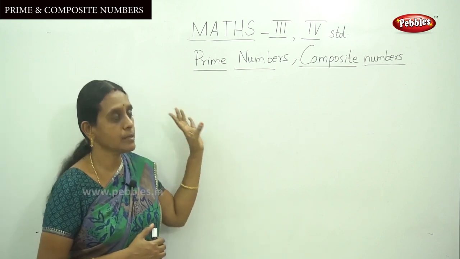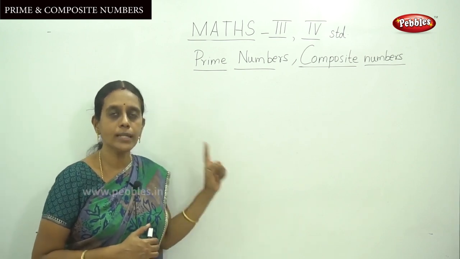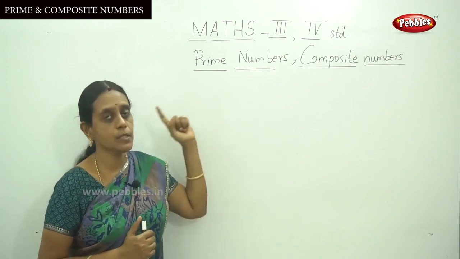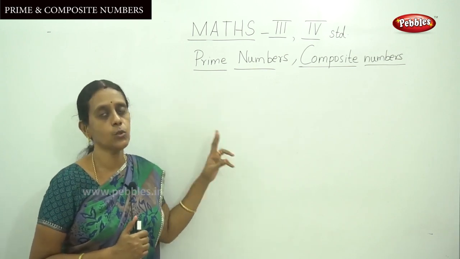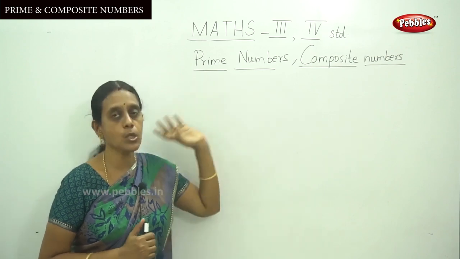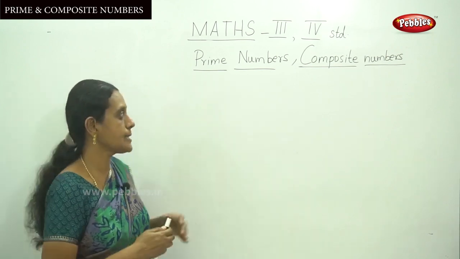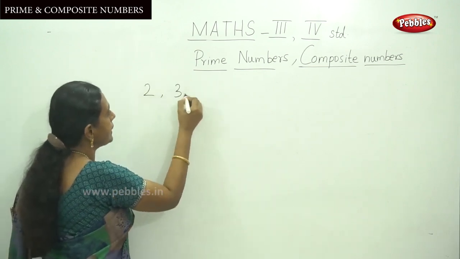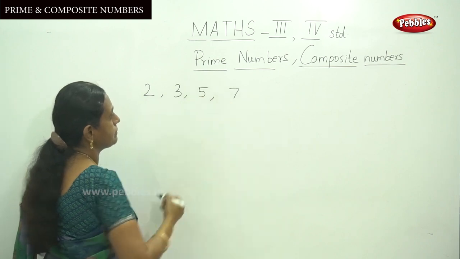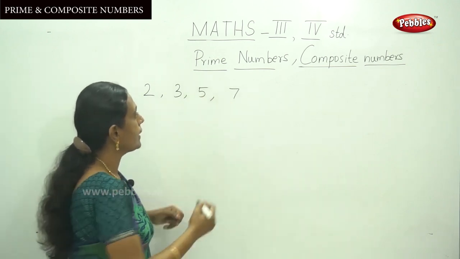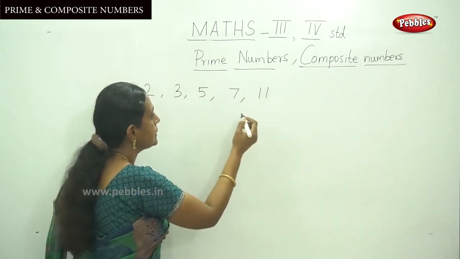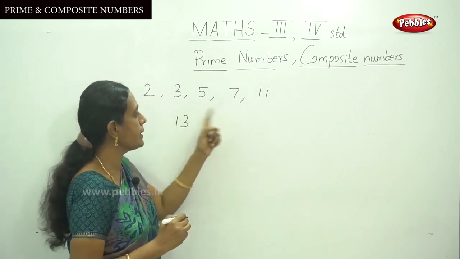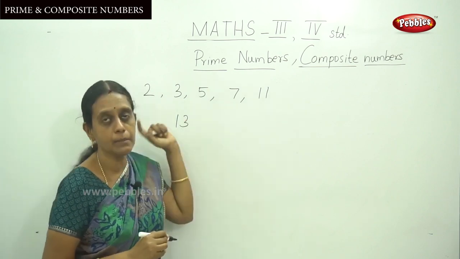A prime number has only 1 and the number itself as factors. A composite number has more than 2 factors. I will explain with examples. Prime numbers are 2, 3, 5, 7, 11 and 13. These numbers, 2, 3, 5, 7, 11 and 13, are called prime numbers.